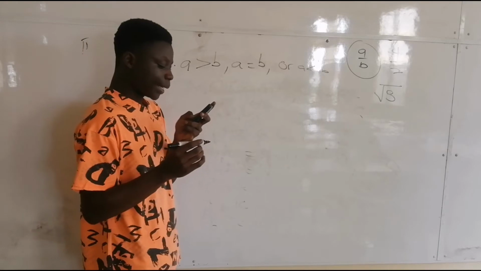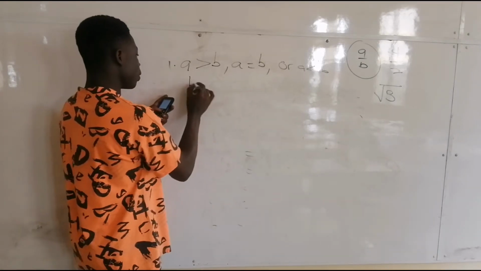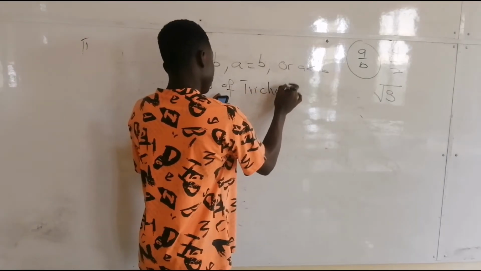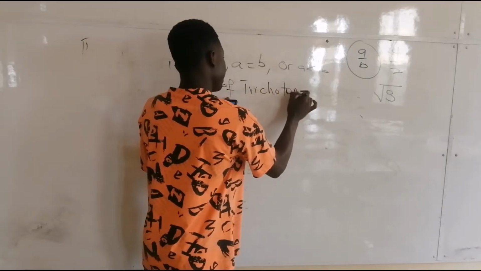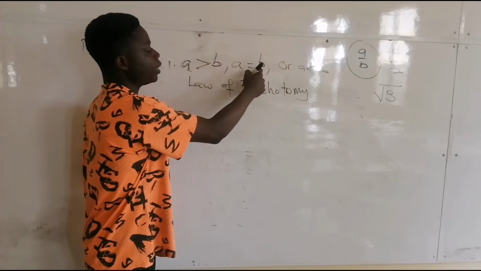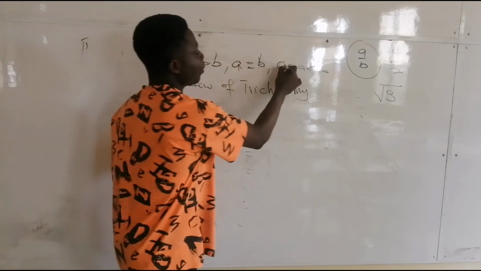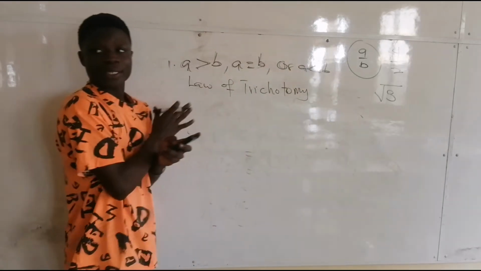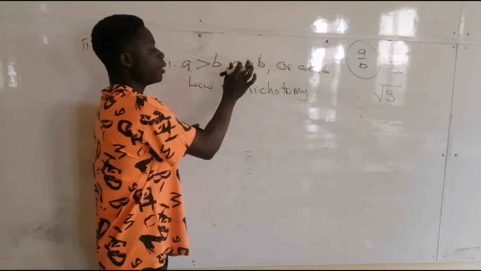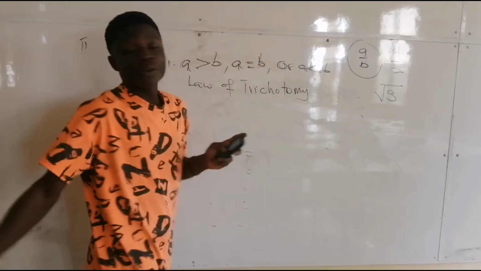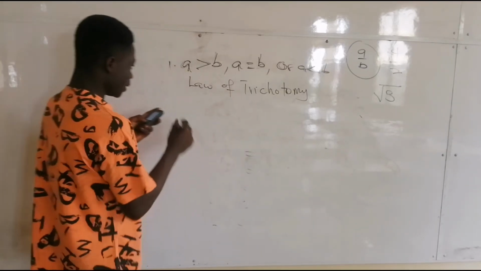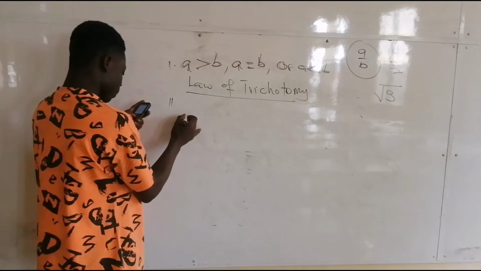The second one is called the law of trichotomy. So the law of trichotomy says that if A is greater than B, then A is equal to B, or A is less than B. You should know this is the law of trichotomy, right? So the law of trichotomy states that for A and B, either A is greater than B, A is equal to B, or A is less than B.